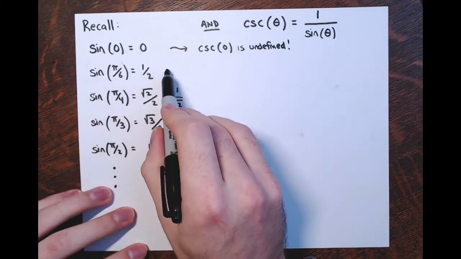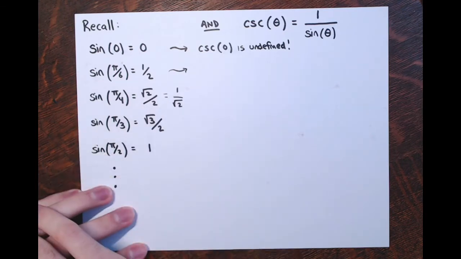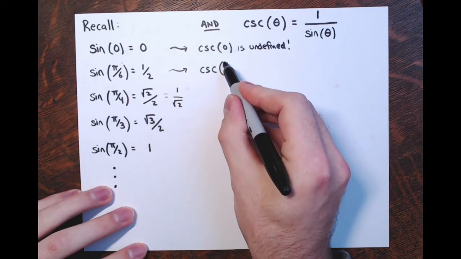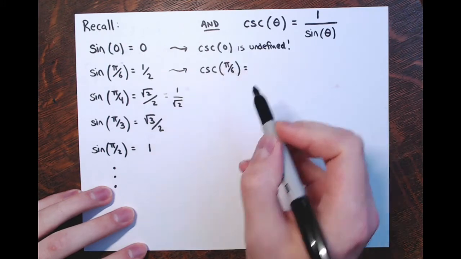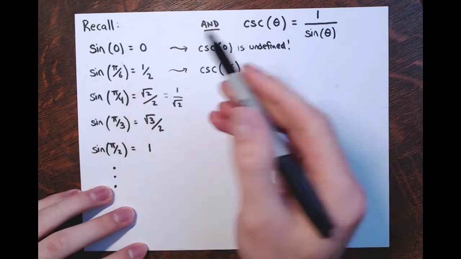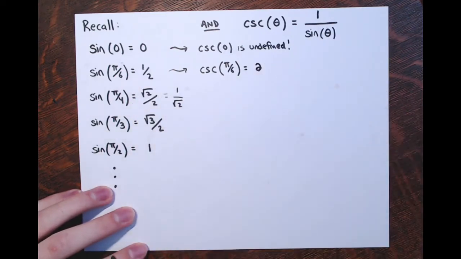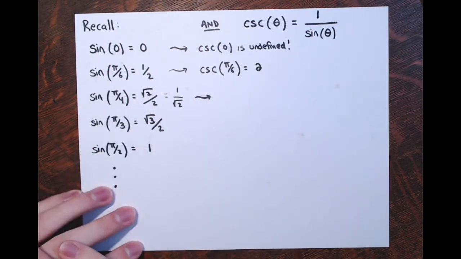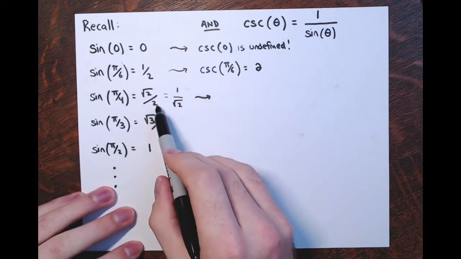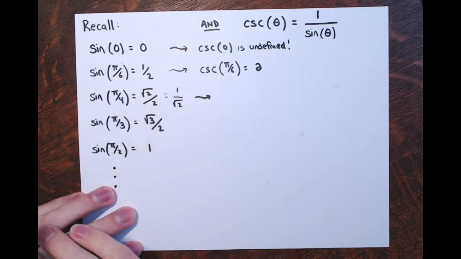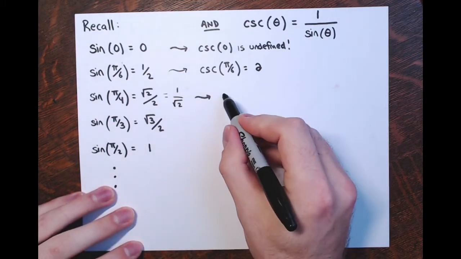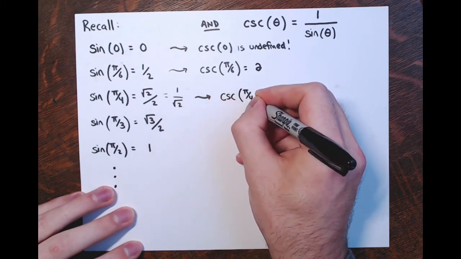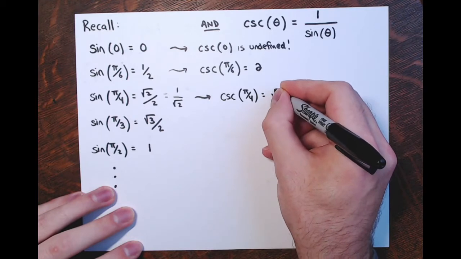The sine of pi over 6, the sine of 30 degrees, is a half. So the cosecant of pi over 6, or the cosecant of 30 degrees, is going to be the reciprocal of a half, which is 2. The sine of 45 degrees, pi over 4 radians, is the square root of 2 divided by 2, or like I said here, 1 divided by the square root of 2, same thing. Just flip that over for the cosecant. So the cosecant of pi over 4 radians, or 45 degrees, is just the square root of 2.